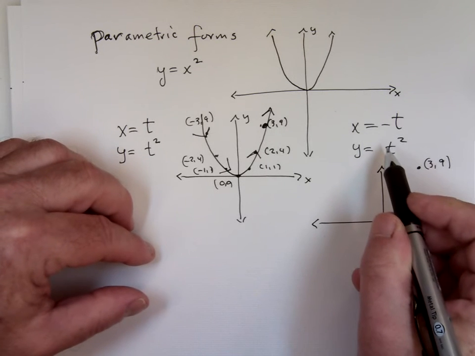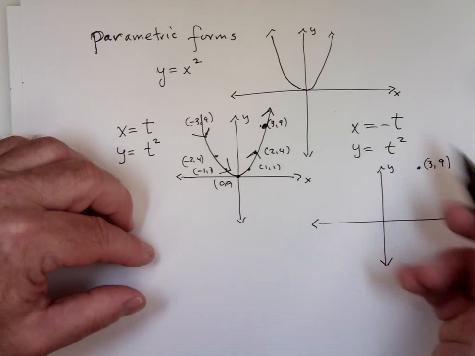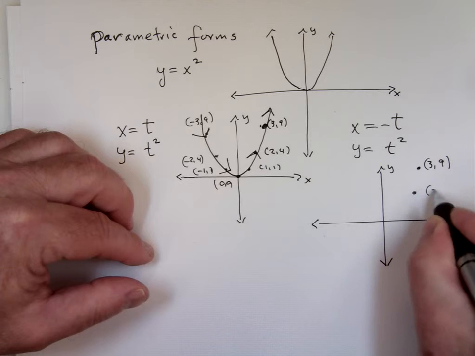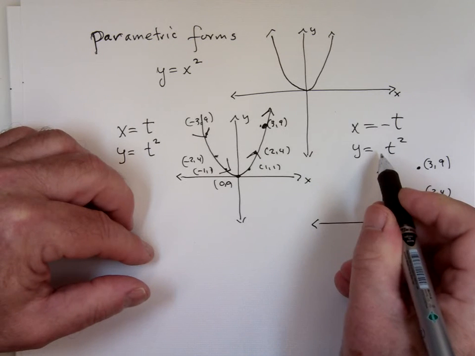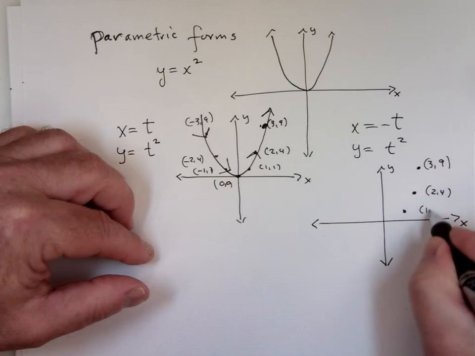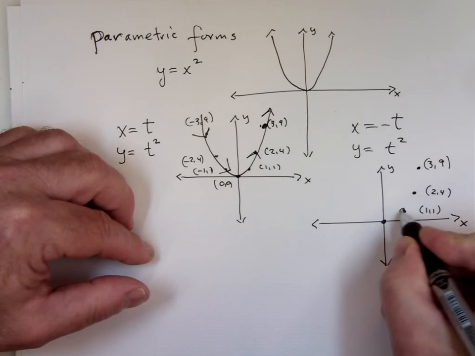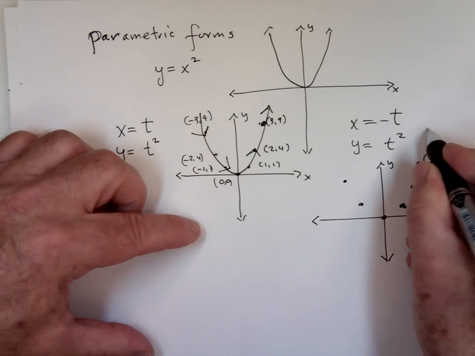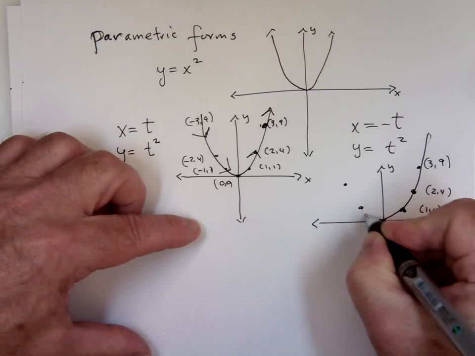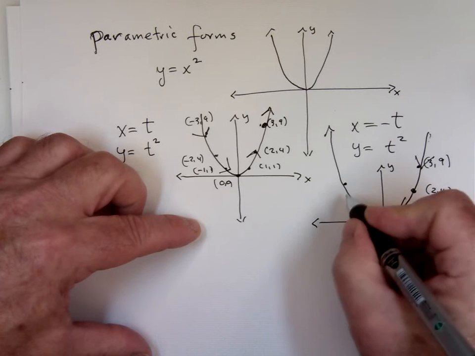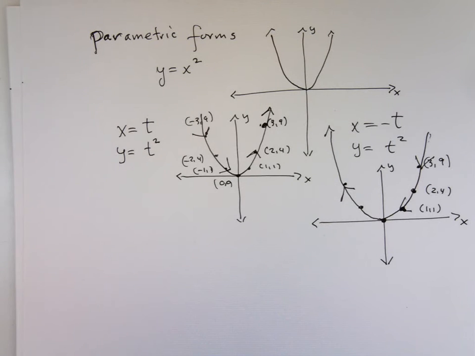At this point, 3, 9. And now when t is -2, the x will be a +2, take its opposite, and the y will be a 4. And then when t is equal to -1, x is 1, y is equal to 1, 0 gives us 0. I'm off a little bit of my drawing here. And what will happen is we'll get the same set of ordered pairs, but a totally different orientation. We'll get the orientation that's right to left. Okay? Good call. Excellent.